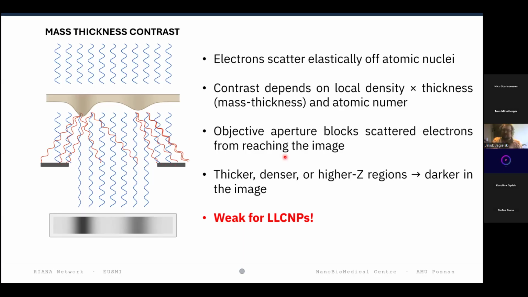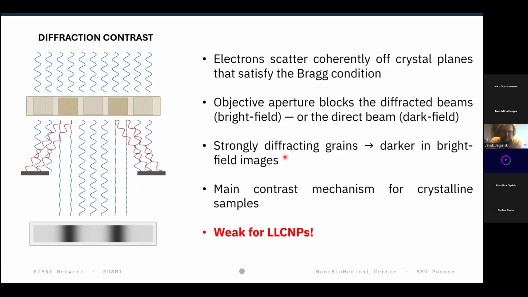this contrast mechanism is inherently weak for liquid crystalline nanoparticles because they are composed mainly of low atomic number elements such as carbon, hydrogen, oxygen, embedded in vitrified water of comparable electron density. So the resulting mass thickness contrast is insufficient for reliable imaging, and therefore it is very weak for our nanoparticles.